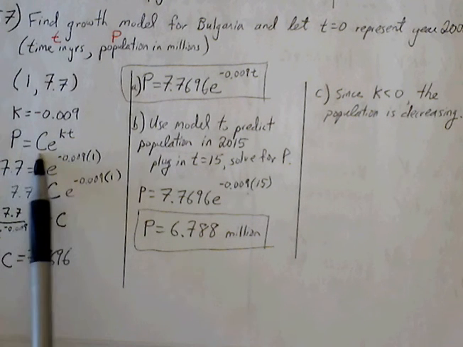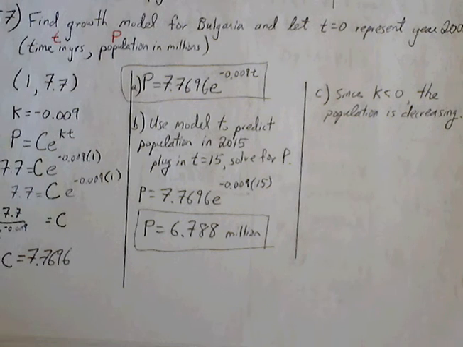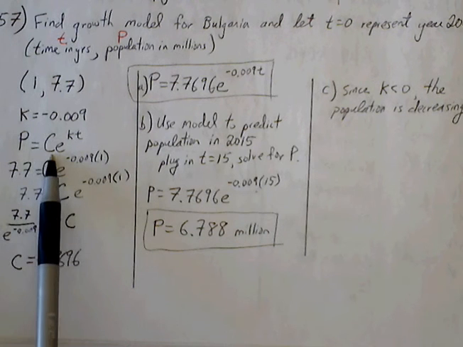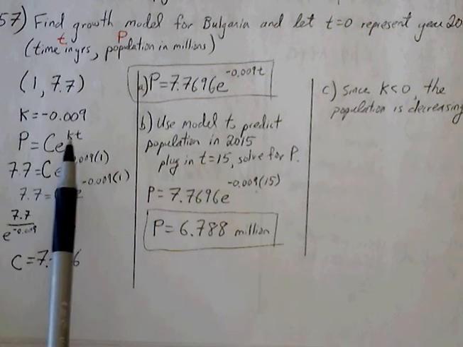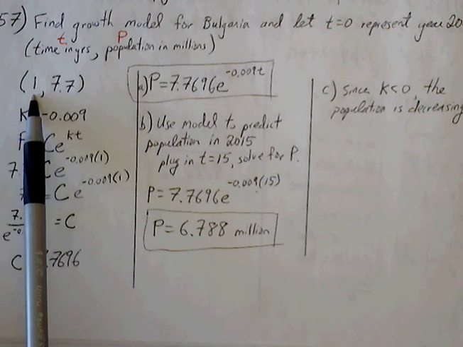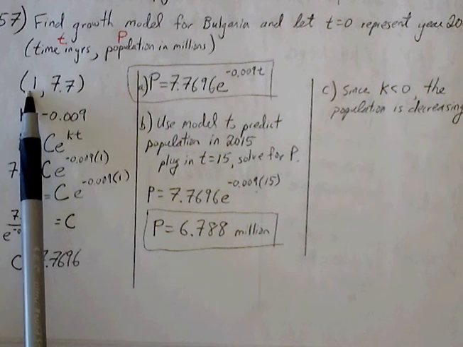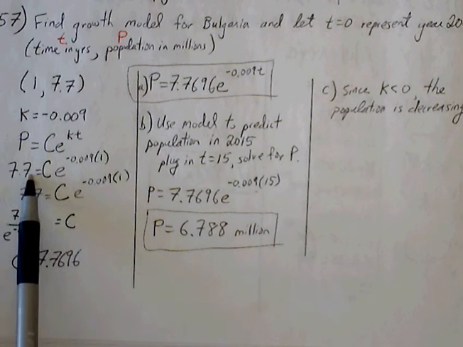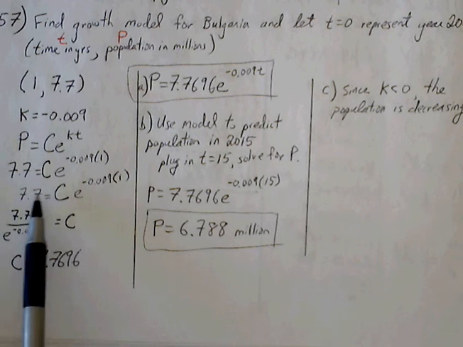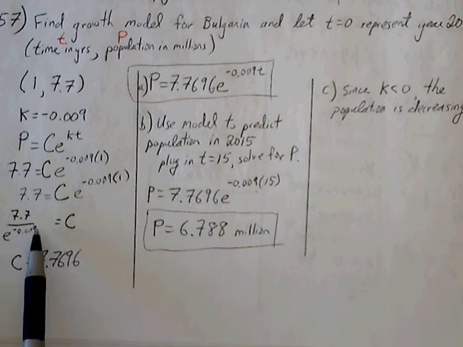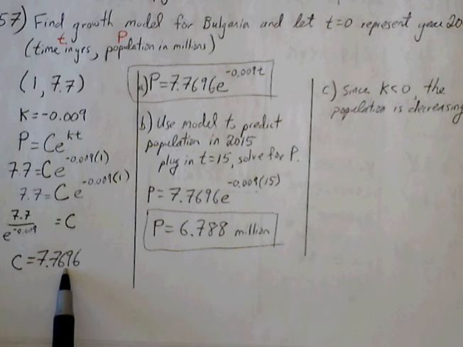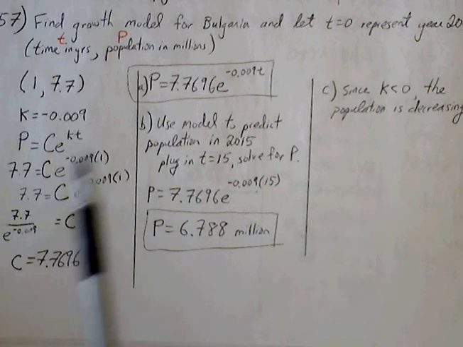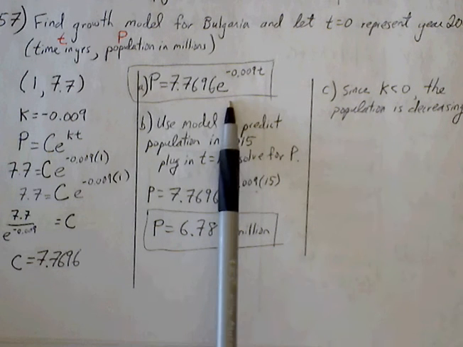We know that the formula that we're going to be using for the growth model is p is equal to ce to the kt. So our k value we can plug in, our ordered pair, we can plug in 1 in for t, we can plug in 7.7 in for p, and we can simply plug all this into the calculator to solve for c, and c will be estimated to be 7.7696. So that is our specific equation.